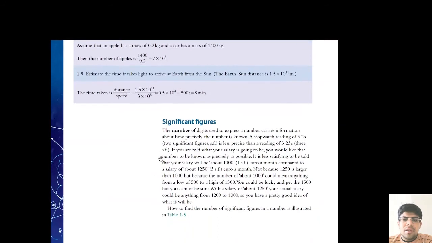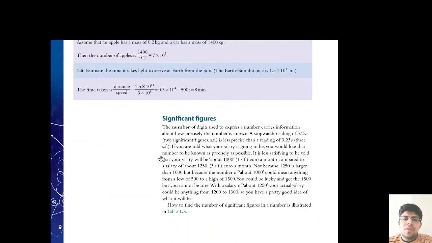Then here comes the significant figures. The number of digits used to express a number carries information about how precisely the number is known. A stopwatch reading of 3.2 seconds has two significant figures. How is it two significant figures? Let me tell you. 3.2 has two significant figures, and is less precise than a reading of 3.23. It has three significant figures.